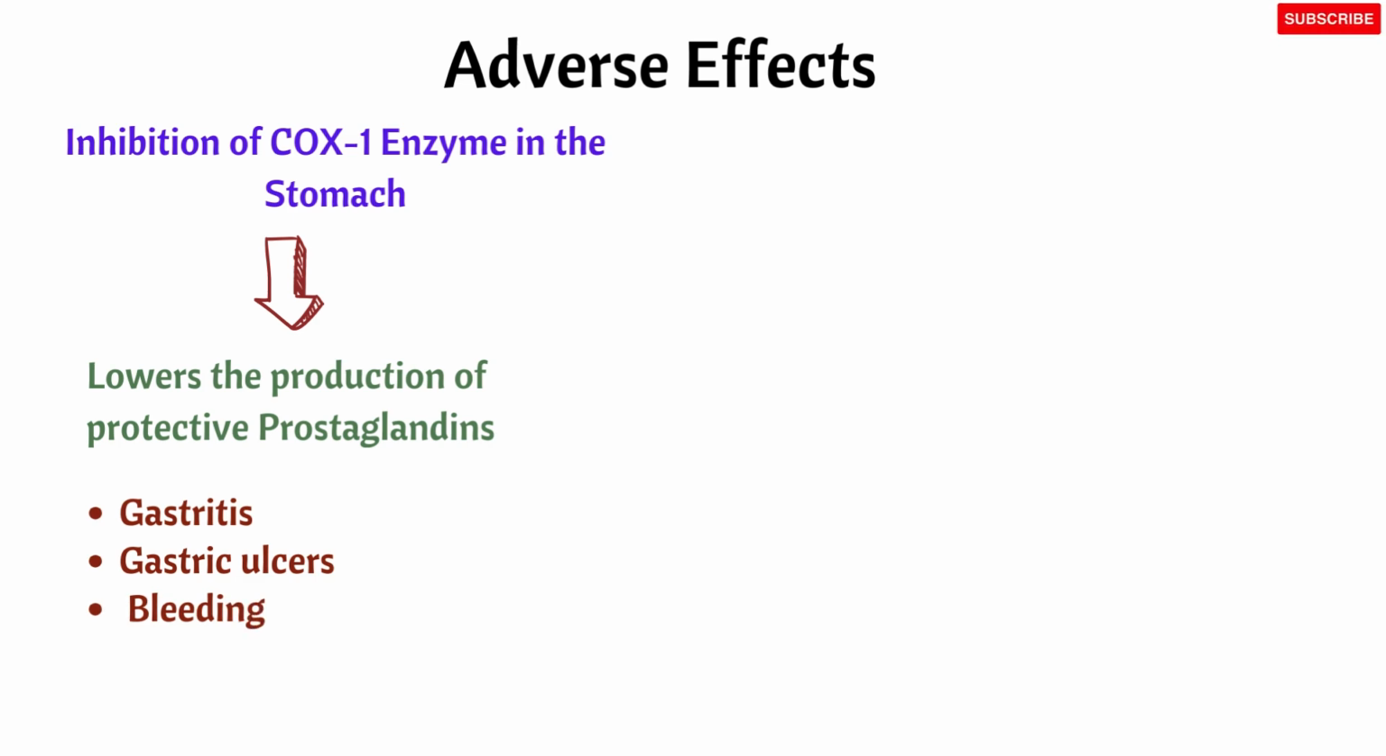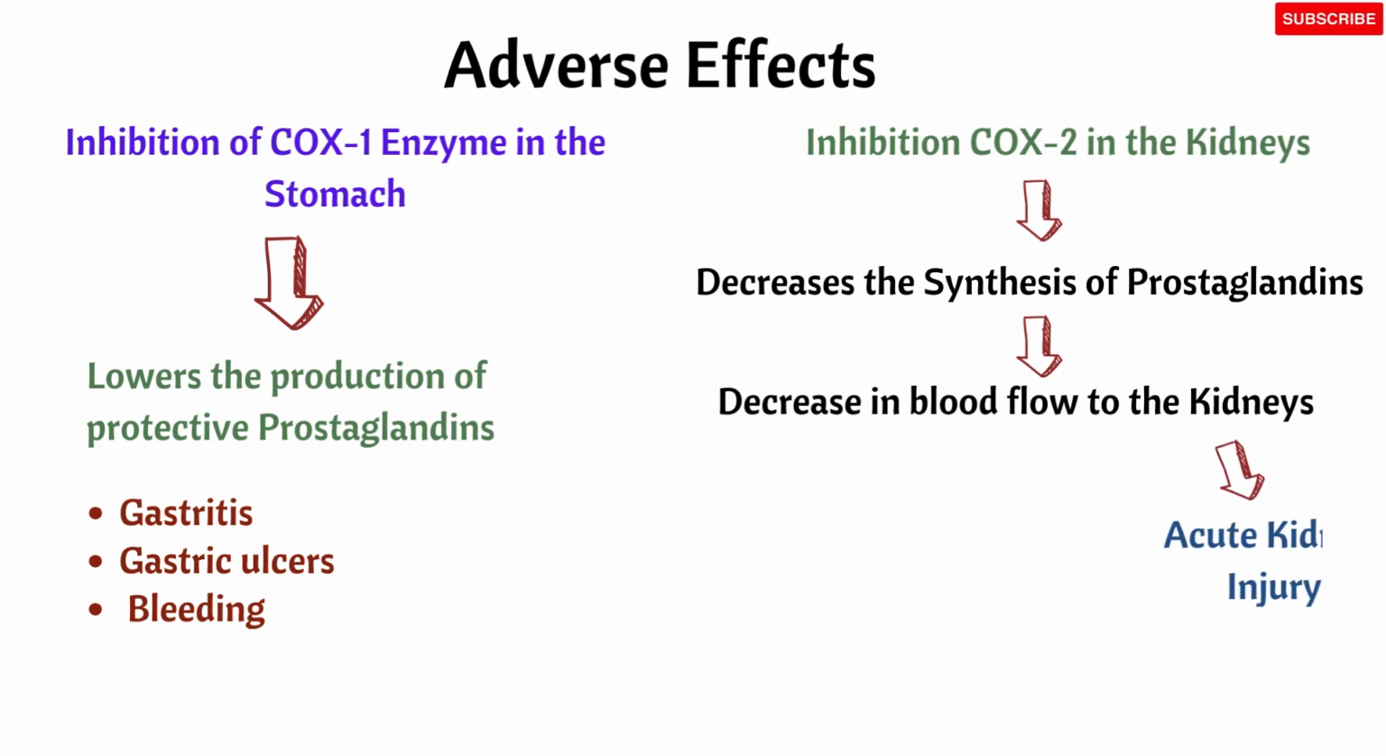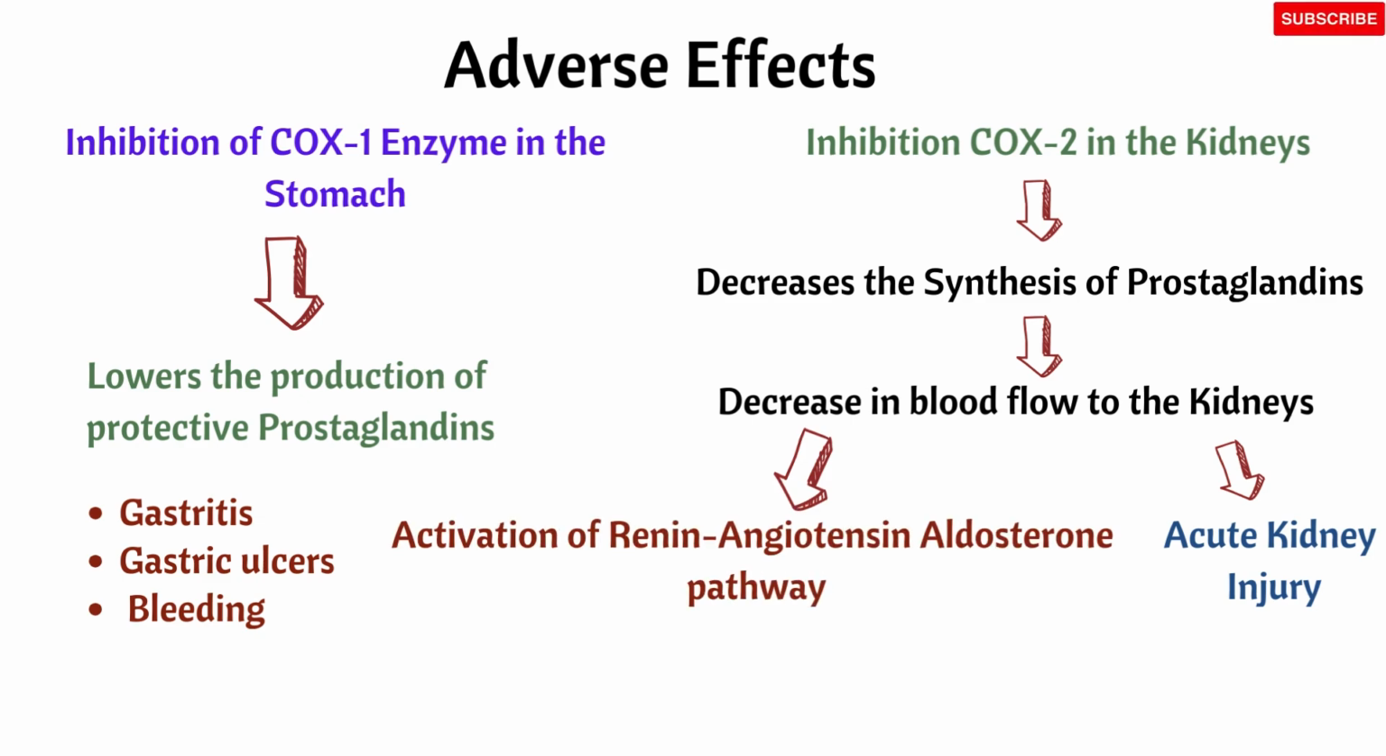Moreover, aspirin inhibiting COX-2 in the kidneys decreases the synthesis of prostaglandins, which normally help dilate renal arteries. This, in turn, can cause a decrease in blood flow to the kidneys, potentially resulting in acute kidney injury. Additionally, the lowered blood flow activates the renin-angiotensin-aldosterone pathway, leading to increased blood pressure, or hypertension.